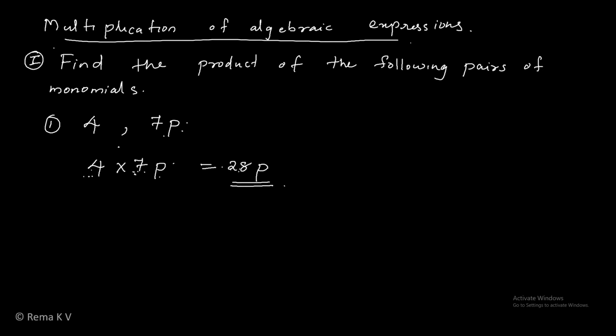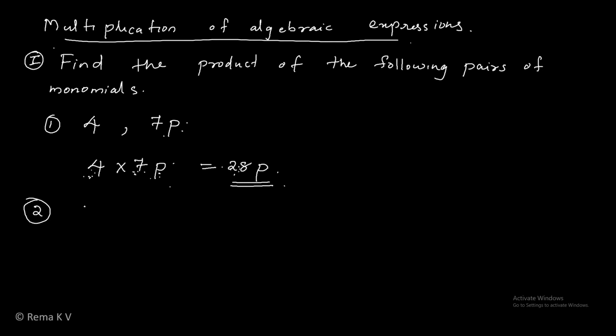Okay, to multiply two monomials, we have to multiply the numerical coefficients first and then multiply the algebraic factors. Here the numerical coefficients are 4 and 7. So 4 into 7 gives 28. In the first expression there is no algebraic factor, so we have to write this p in the answer. So the answer is 28p.